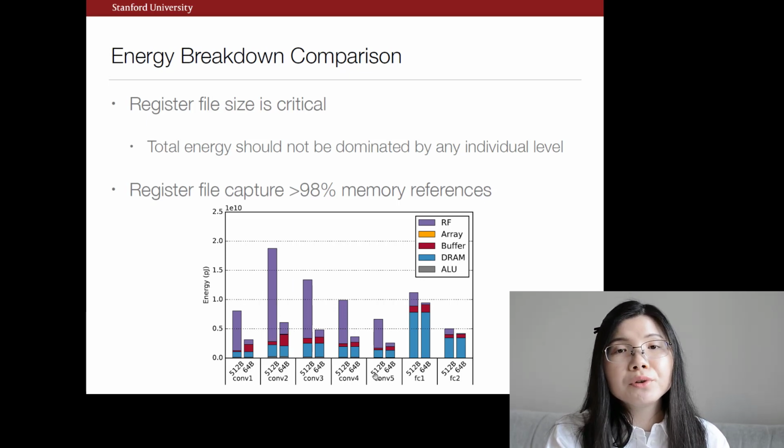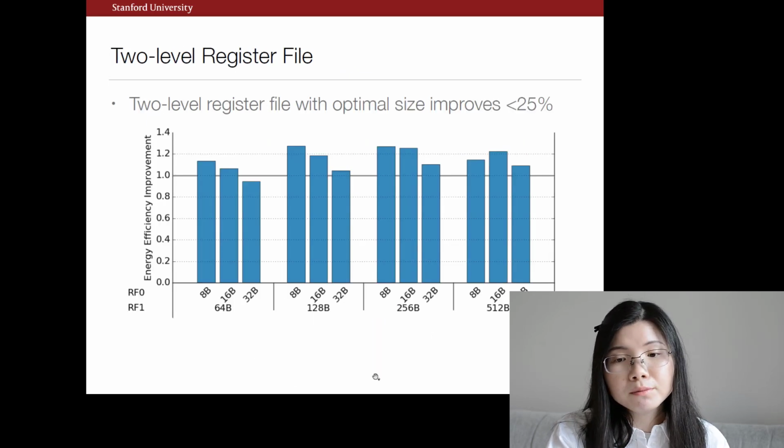Since we are able to improve energy by optimizing the memory sizes in the memory hierarchy, we further investigate whether changing the memory hierarchy can improve the energy efficiency further, for example, using a two-level register file. And from this result, we can see by optimally sizing the memory hierarchy with a two-level register file, we can further improve the system energy efficiency by another 25%.